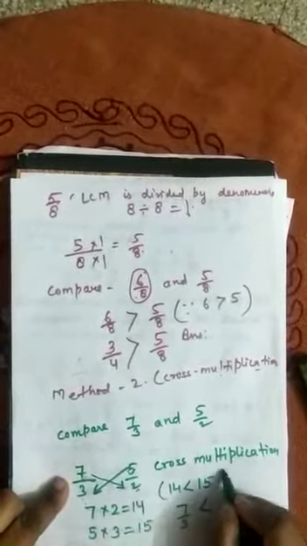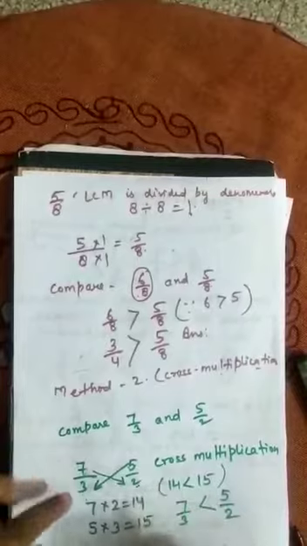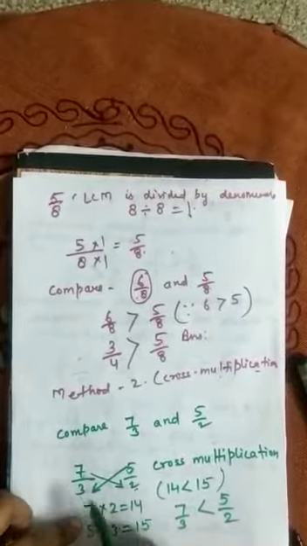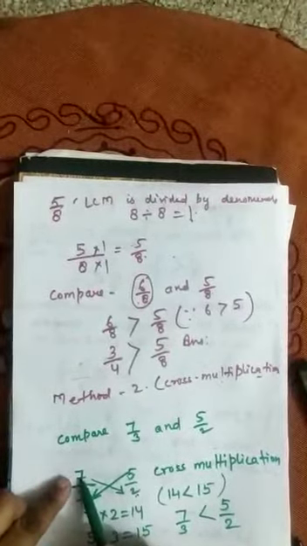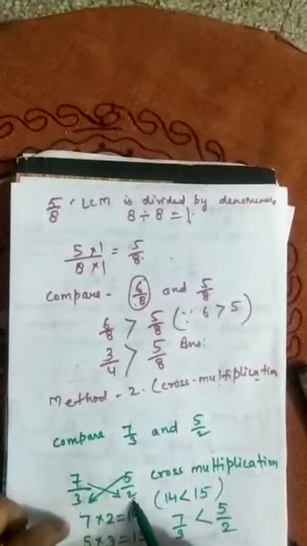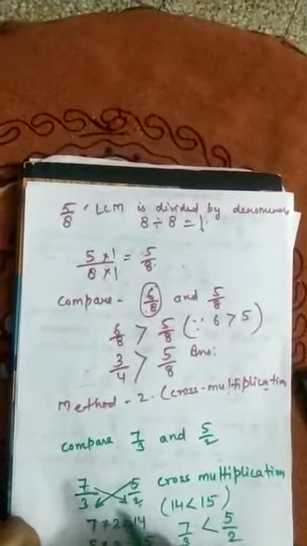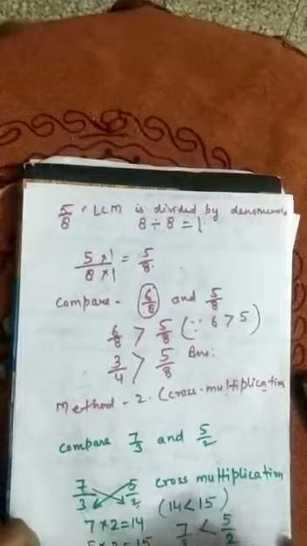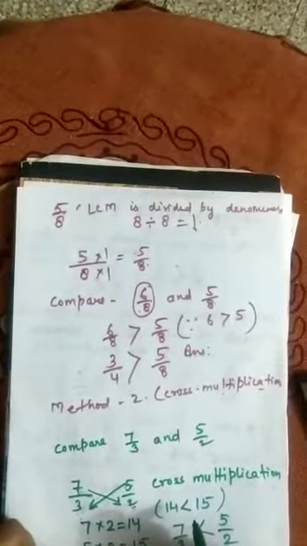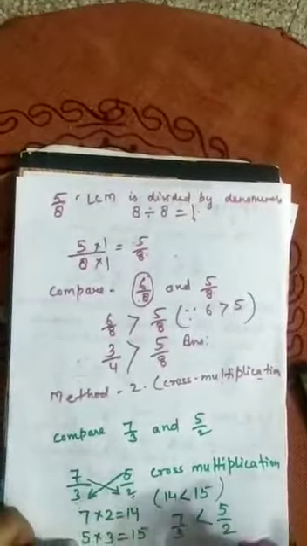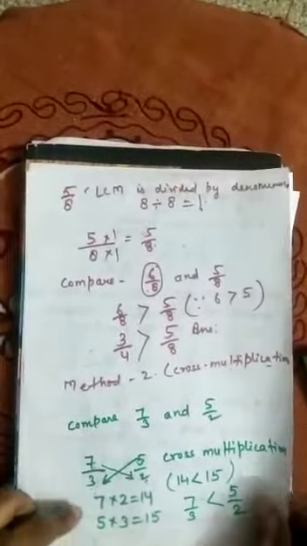Very simple. By cross multiplication, we multiply the numerator of the first fraction with the denominator of the second fraction, and the numerator of the second fraction with the denominator of the first fraction, and then comparing these two numbers after multiplication, we can easily assess which number is greater and which number is smaller.